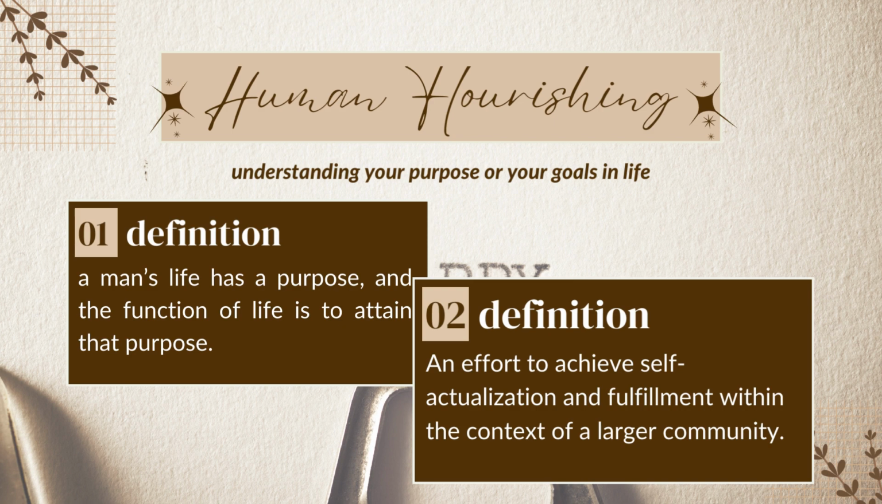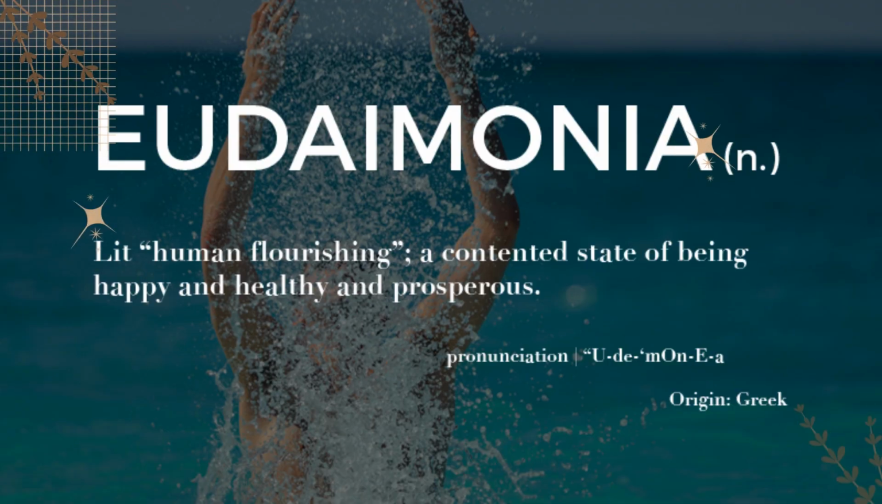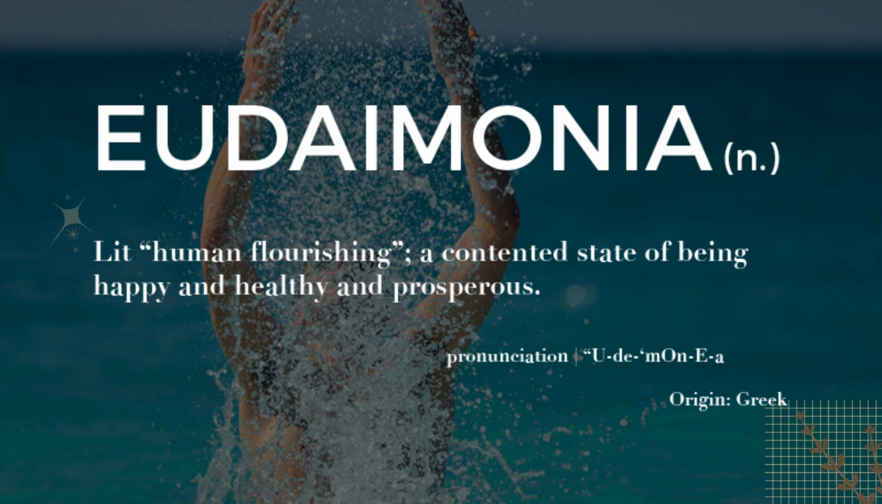Actually, with Aristotle, okay, sabi niya, human flourishing is somehow associated with the term eudaimonia. Okay, so literally, if we are to define eudaimonia, it's human flourishing or a contented state of being happy, healthy, and prosperous. Okay, its origin is in the Greek. Okay, it's a Greek word.